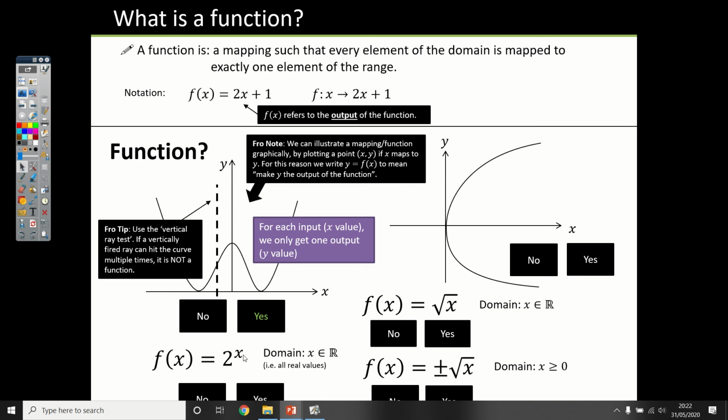f of x is 2 to the x. That's the output. The domain is all real numbers. Okay, x belonging to the real numbers. That one's fine as well. Nothing goes wrong there. No multiple outputs per input. Everything's fine. This one over here, though, this one has got a problem.